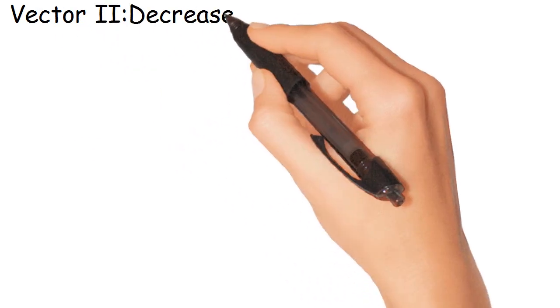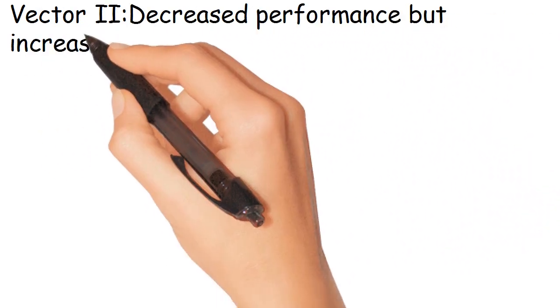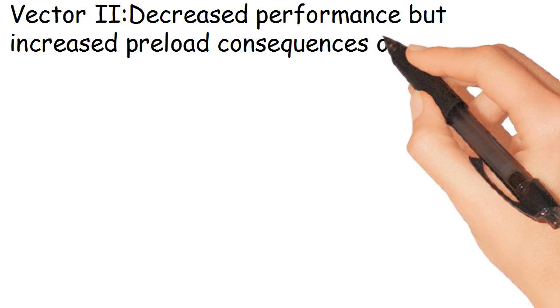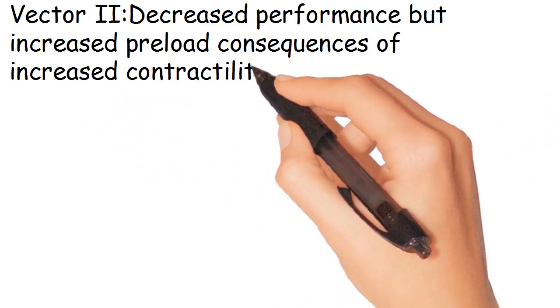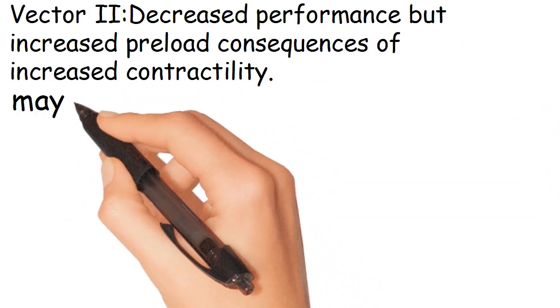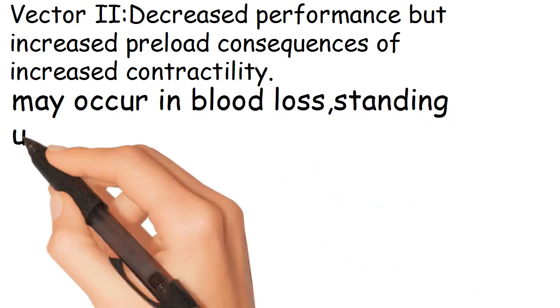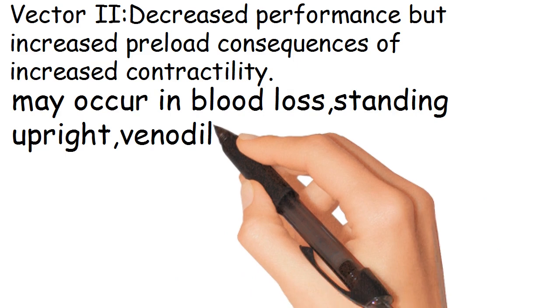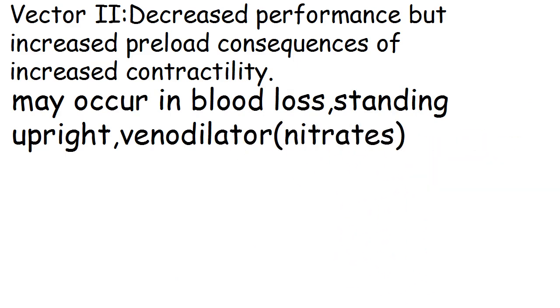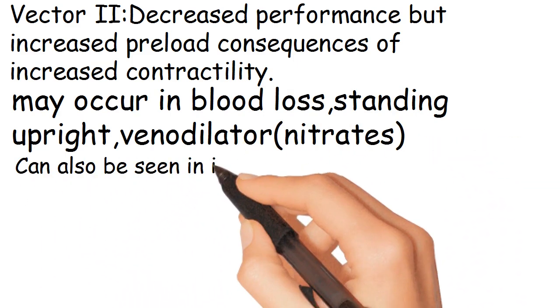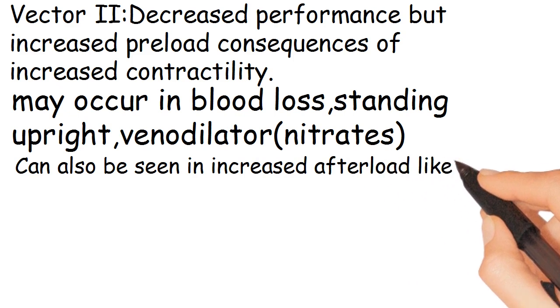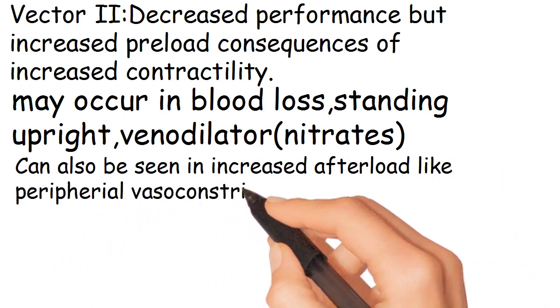Vector 2. Decreased performance but increased preload. Consequences of increased contractility may occur in blood loss, standing upright, venodilators, nitrates. Can also be seen in increased afterload like peripheral vasoconstriction.